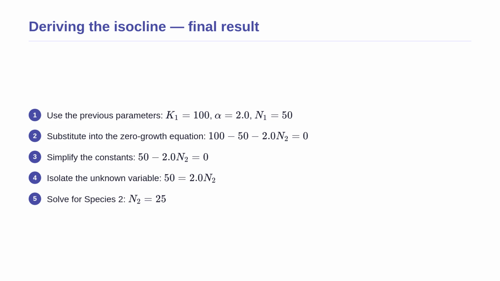Solving this simple algebra reveals that N2 equals 25. This proves that it only takes 25 gray squirrels to completely halt the growth of 50 red squirrels, demonstrating the severe power of a high competition coefficient.